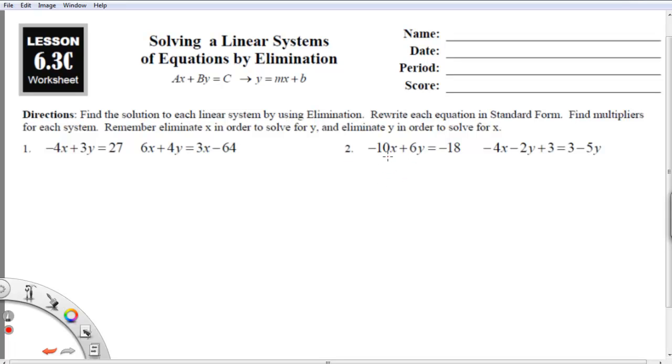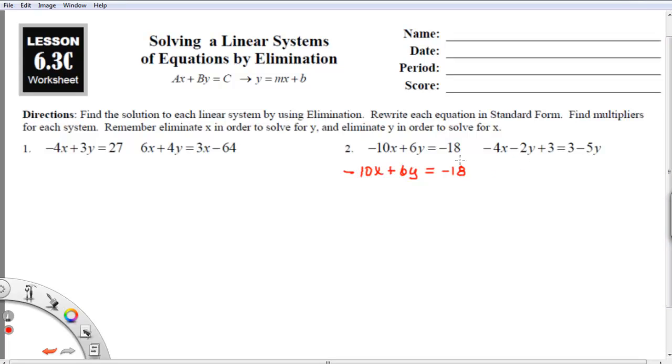Okay, if you look at this first one, it's already in standard form. You can see the Ax term is a negative 10x, the By term is 6y, and the constant C is a negative 18. So I'm going to write that down just like it appears, and that equals a negative 18.